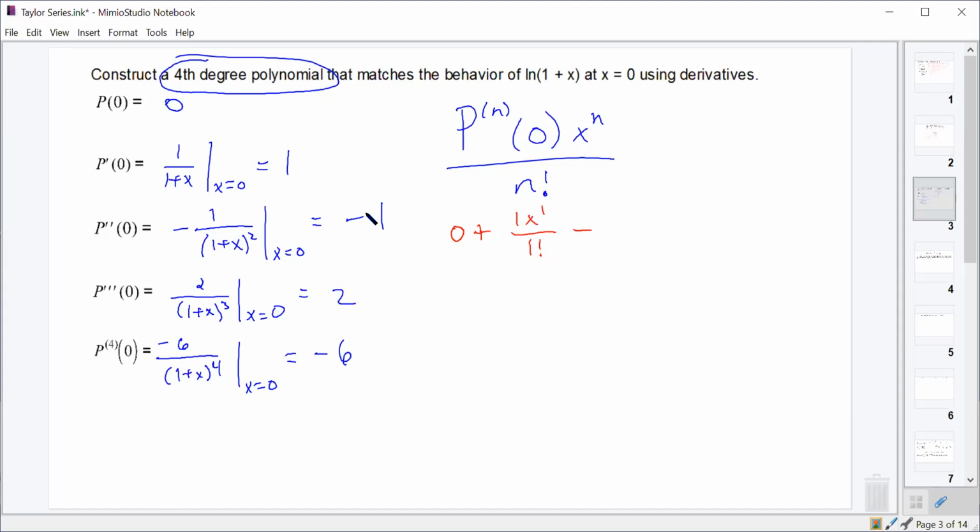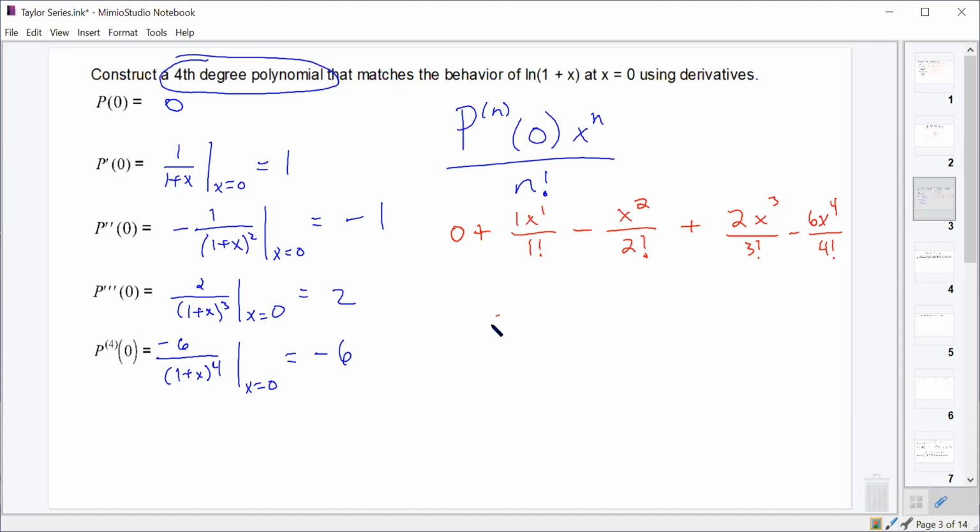And what should the next one be? Should be minus 1 times x to the second, it's our second derivative over 2 factorial. And the next one should be what? Plus 2 times x to the third, because that's our third derivative, over 3 factorial. And then it should be minus 6 x to the fourth over 4 factorial.